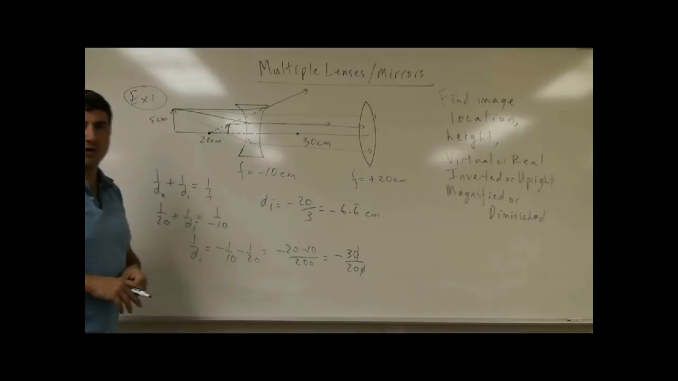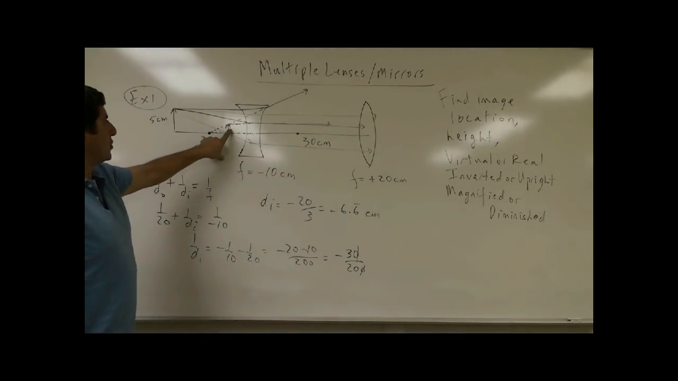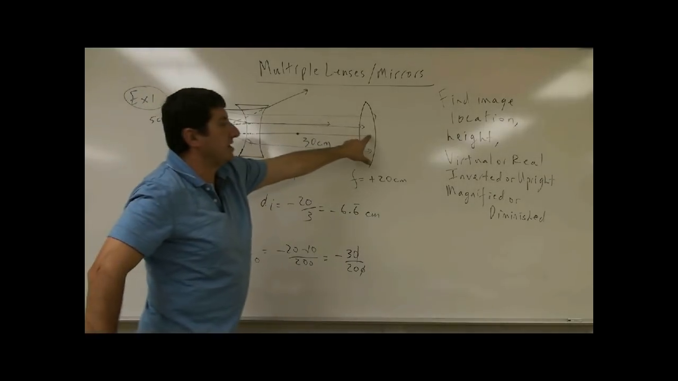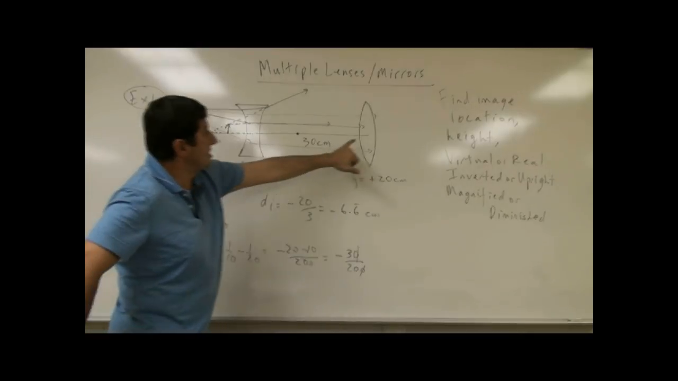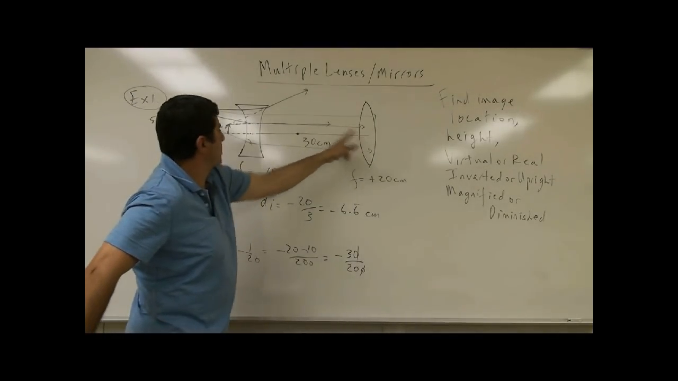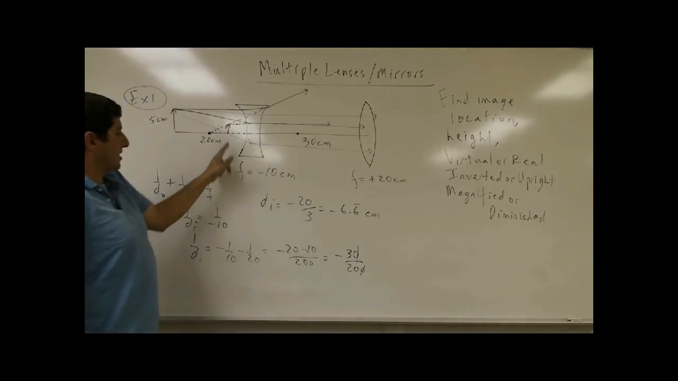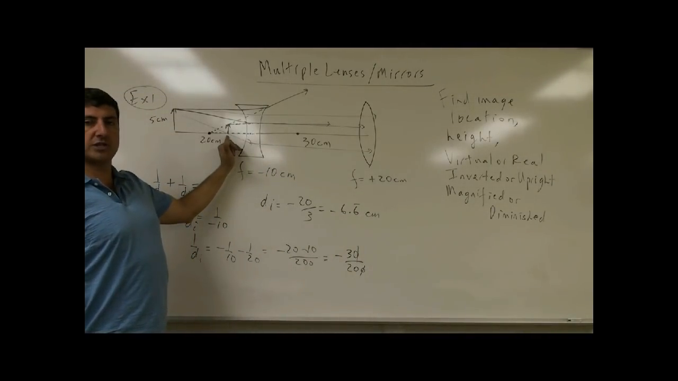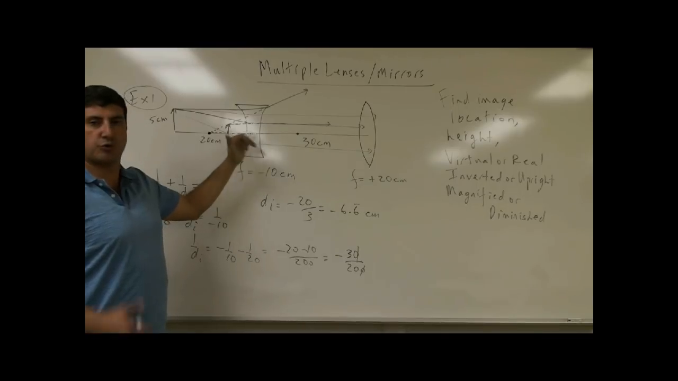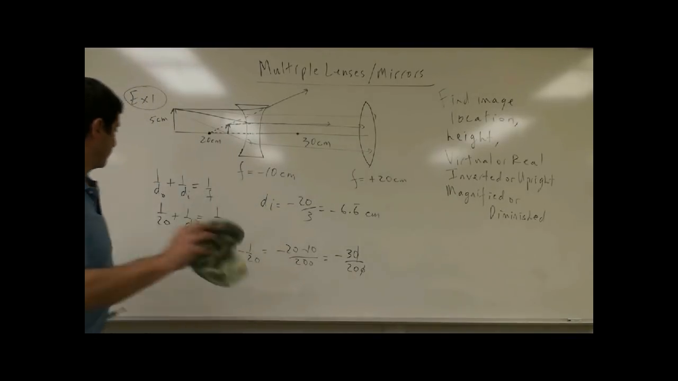So how do we do that one? What you do is you treat the image of the first lens as the object for the second lens. How far away is it now? What's the distance from here to here? Well, if this is 30, and then you have another 6.6 this way, so the total distance is 36.666, right?